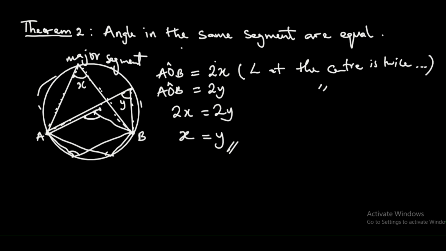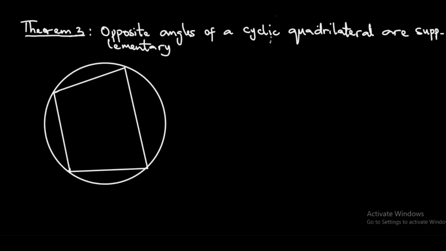Okay, they are in the minor segment. Let's call that one M. And the M will also equal N. They are also angles in the same segment. Okay, let's look at another theorem.